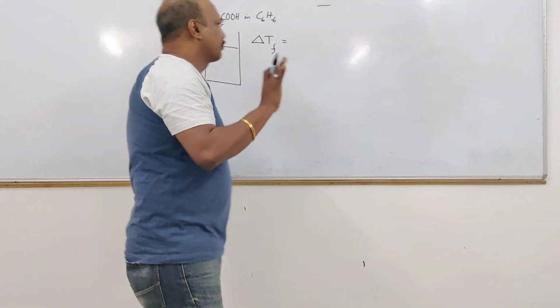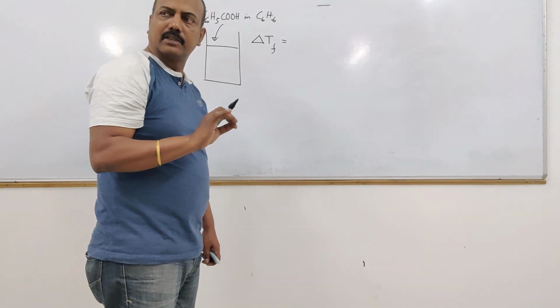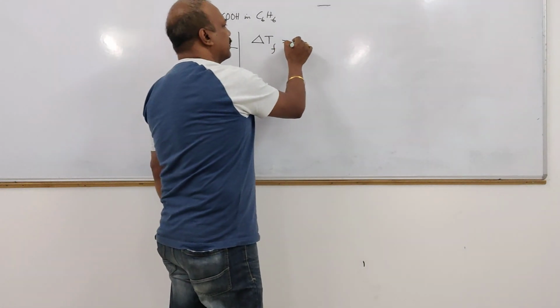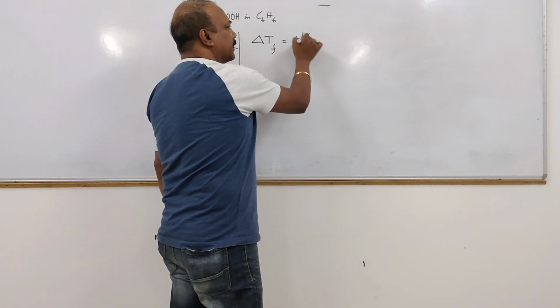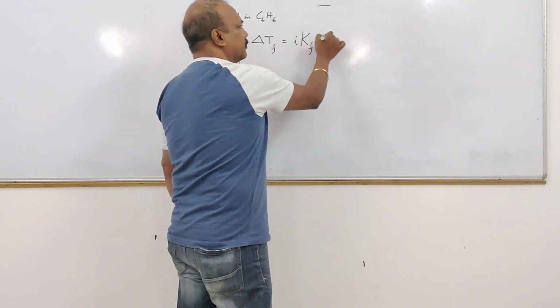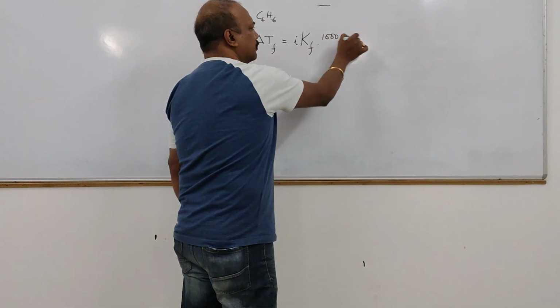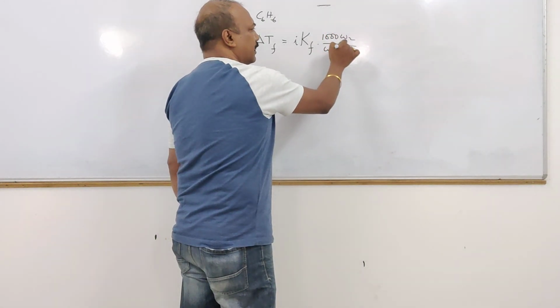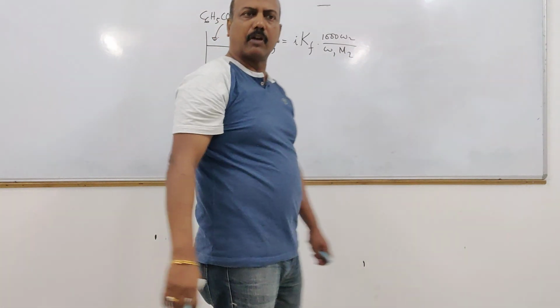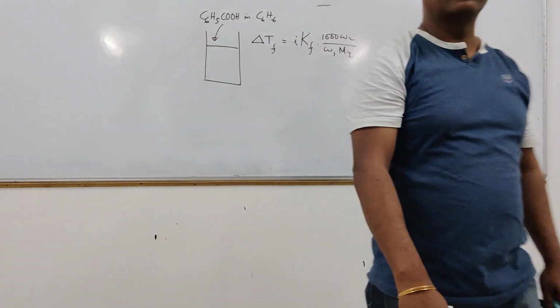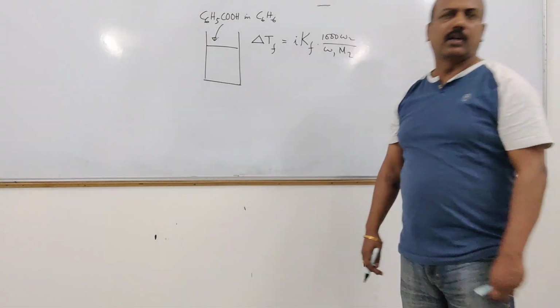So you must introduce the term i. So what is the equation? delta Tf equals i into Kf into 1000 W2 divided by W1 into M2. That is the equation we are going to use. Yes or not? Okay.